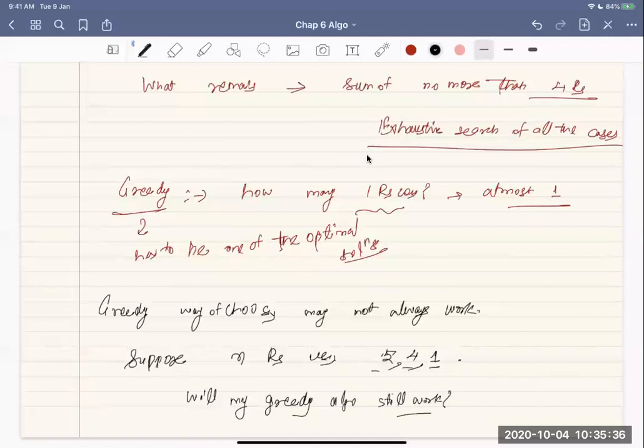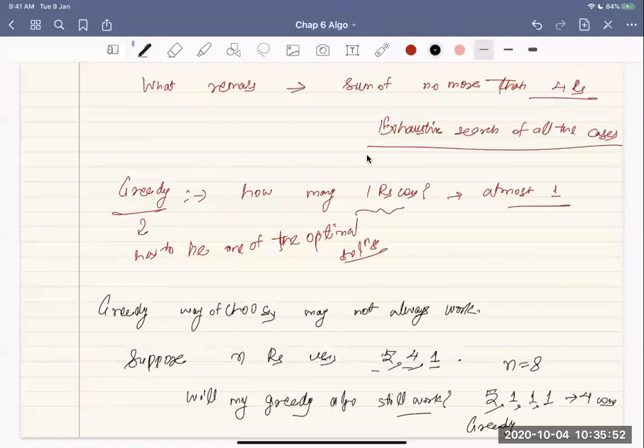Actually in this case, we can find a counterexample. Suppose my n is 8. What will happen with your greedy property? You will first choose 5. Then 3 is remaining, you cannot choose 4. So 1, 1, 1. So you make 4 coins.